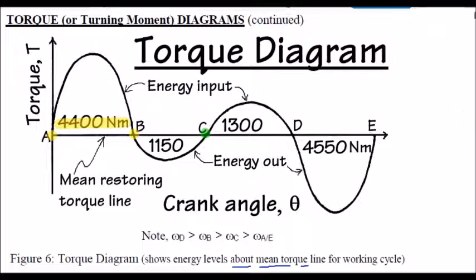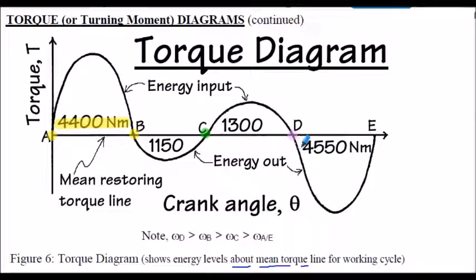If we now look at the point D, the third stroke in our cycle, what we've got here is energy going into the system again, or energy input, which is 1300 newton meters there. So that will actually speed up our process. That's going into the system. So the speed at D will be greater than the speed at C and greater than the speed at B as well, because we've got an excess of energy going into the system when you look at numerical values.